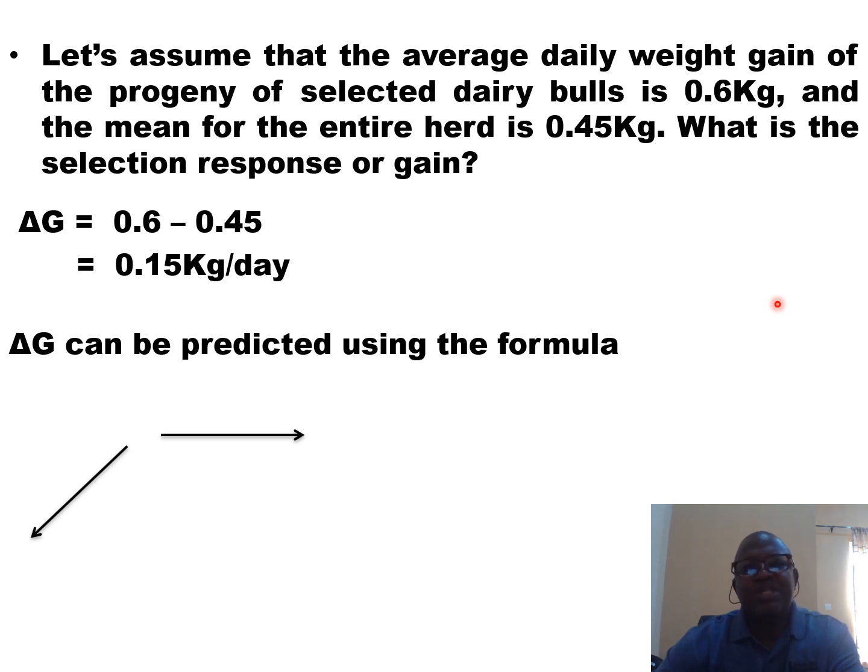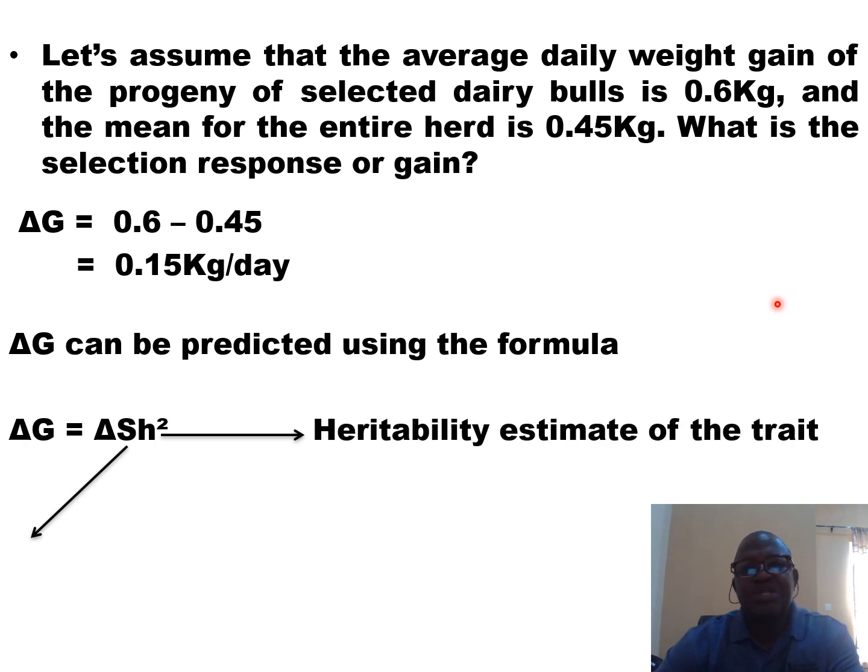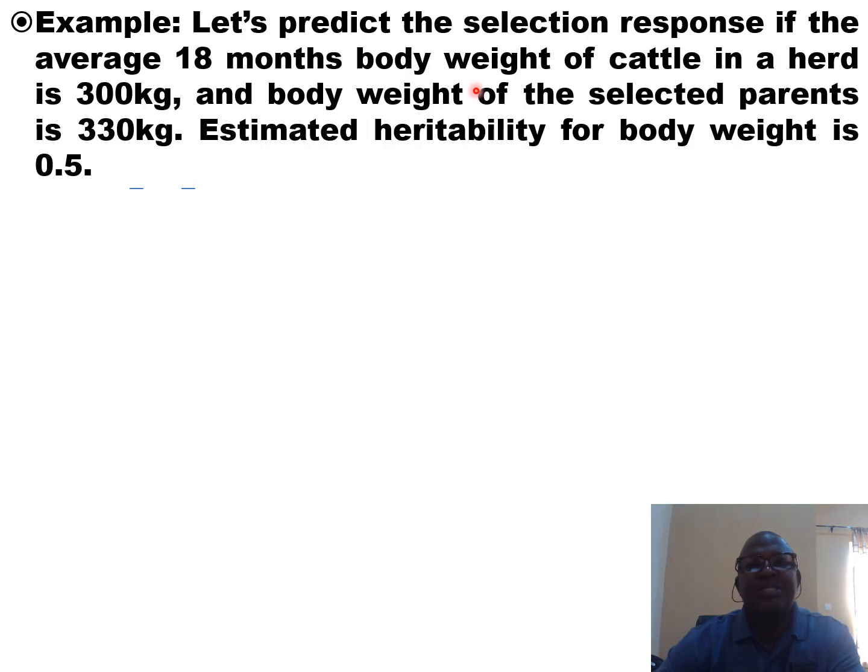So we can also predict this response or gain using this formula, where delta G is given as S times small h squared. The small h squared is the heritability estimate of the trait of interest, and S is the selection differential. So from our previous example, let's now predict the selection response if the average 18 months body weight of cattle in a herd is 300 kilograms, and the body weight of the selected parents is 330 kilograms, and the estimated heritability for body weight at 18 months is 0.5, which is quite high.